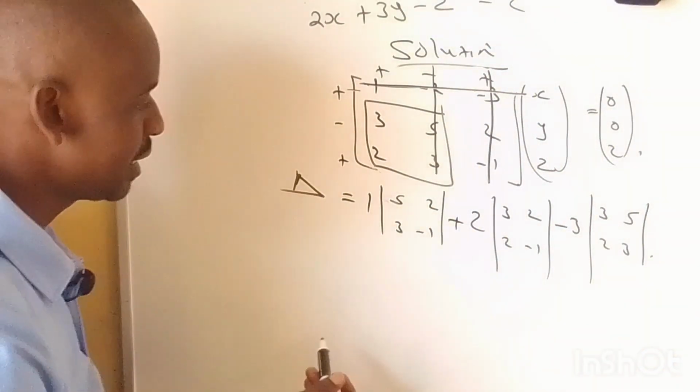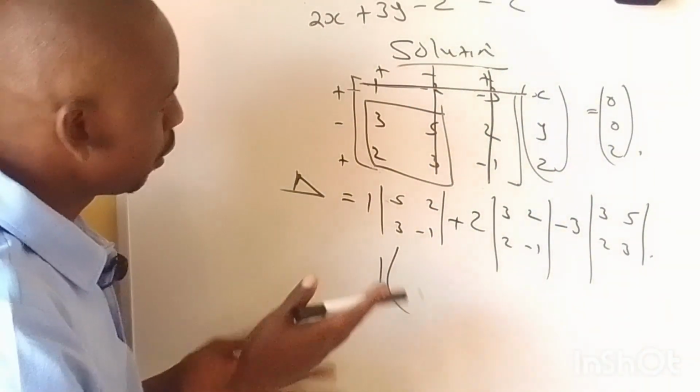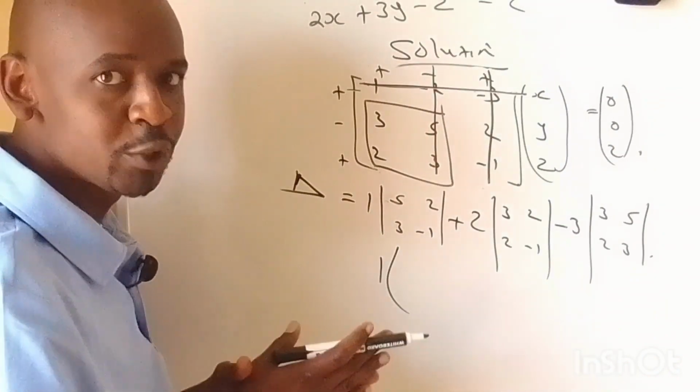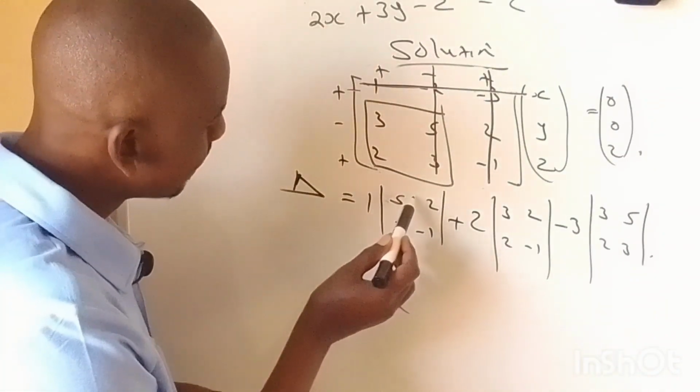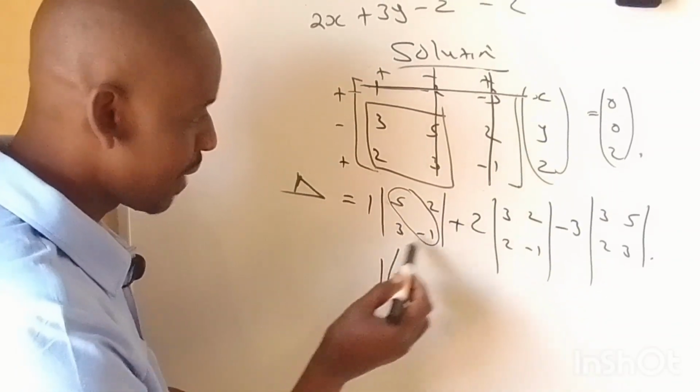So can we now get that determinant? 1 multiplied by, and you know, for you to get the determinant of a 2 by 2 matrix, you take the product of this side minus the product of the other side.